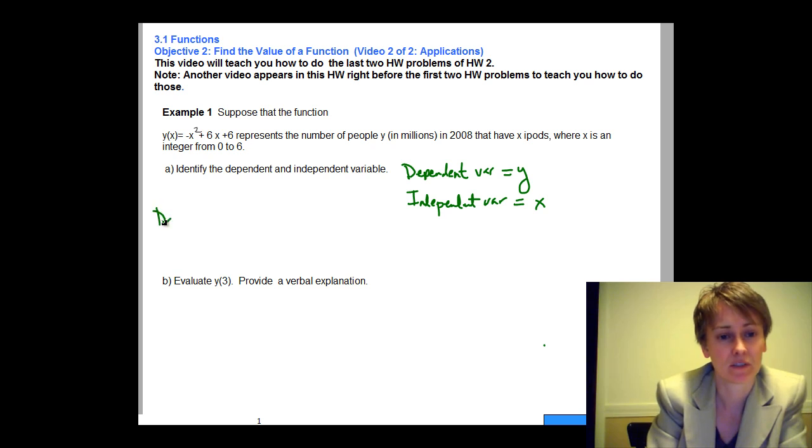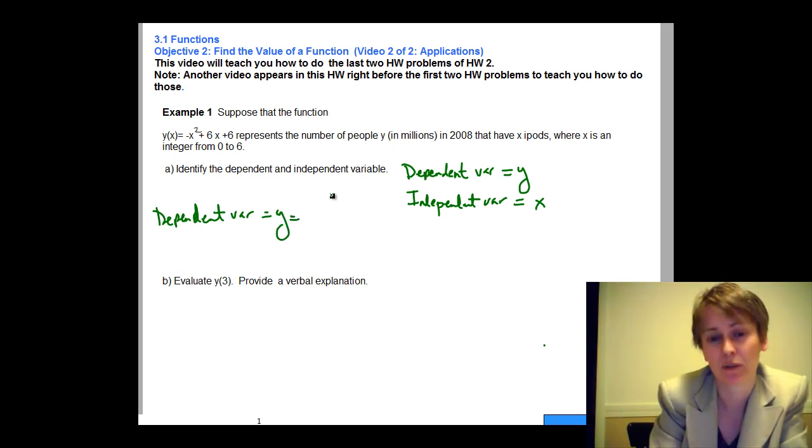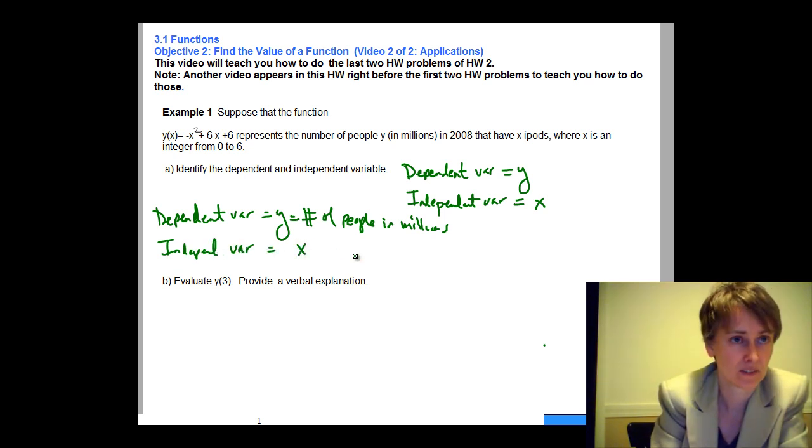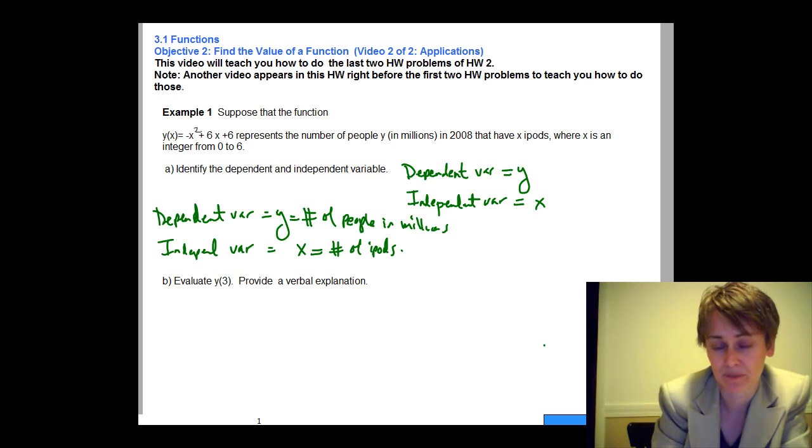The dependent variable for this word problem is y, but what does that represent? It represents the number of people in millions that have x iPods. And then the independent variable is x. It's the number of iPods. Okay, that's it for part A.